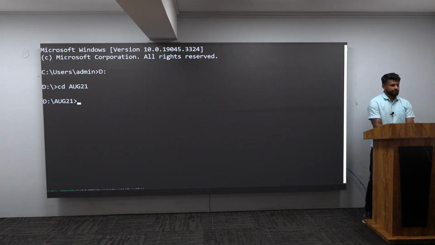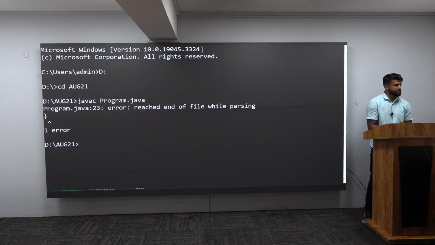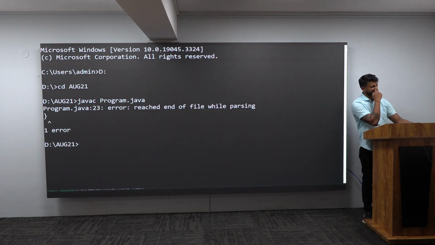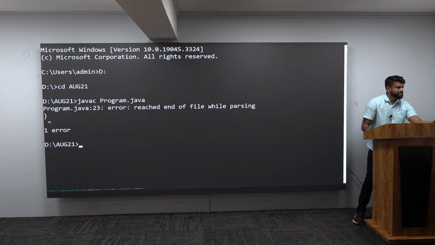Let me do it. Now, this is my javac followed by, what is the name? Program. Very good. After that, you should type .java. When you hit enter, if you notice, something you are getting. Error it is showing. What is that error? Reached end of the file while parsing. It means there is some problem in your program. What is that problem? Let us see now.